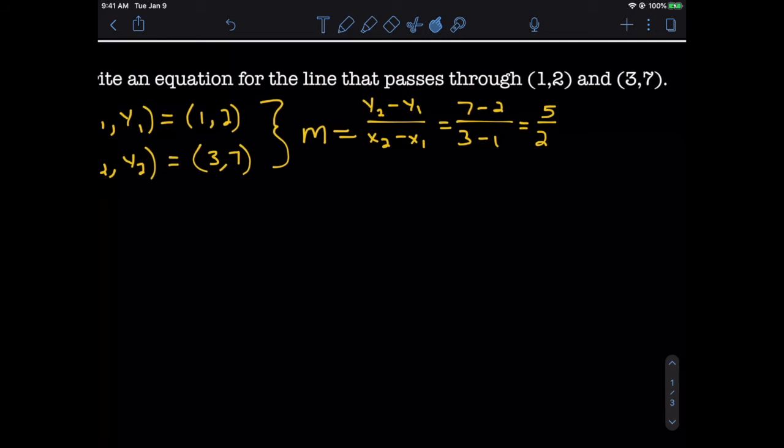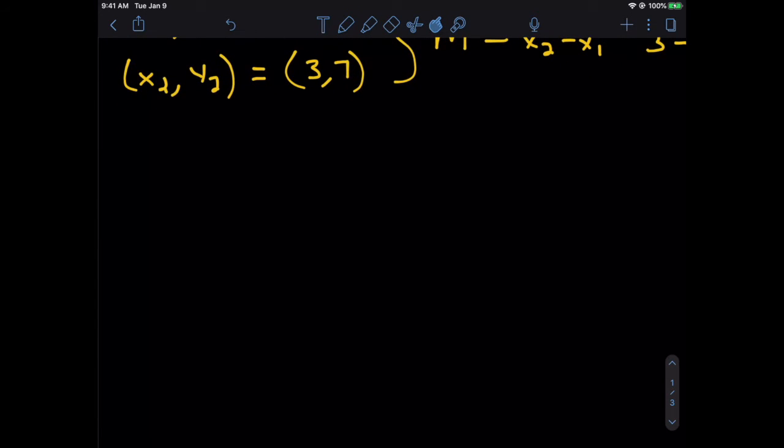7 minus 2, of course, is 5. 3 minus 1 is 2. And this right here is our m. m is equal to 5 over 2. And now from here, we will plug into the slope-intercept equation y is equal to mx plus b. We substitute values for y and for x from the coordinates of one of our points, and m, of course, is equal to 5 halves.